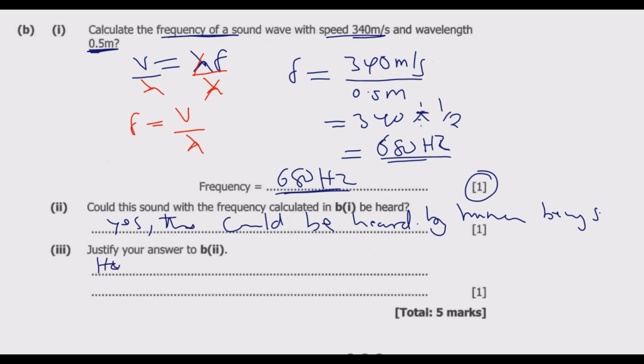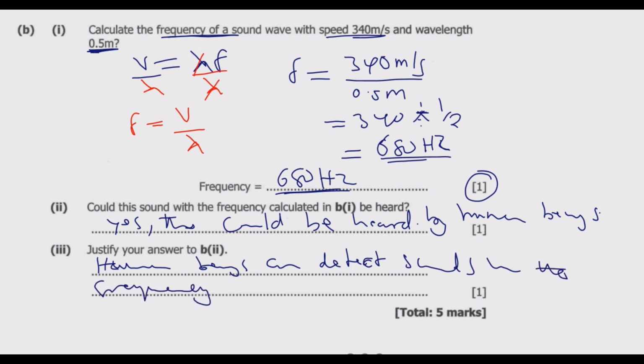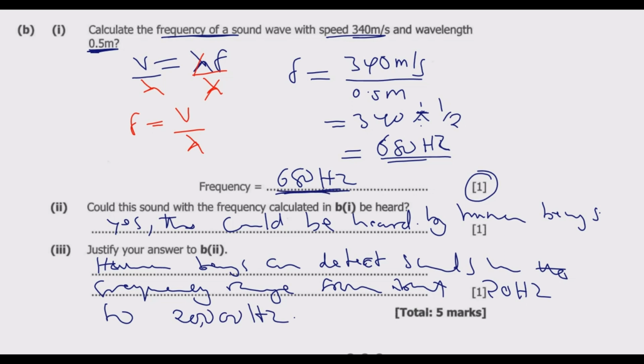Human beings can detect sounds in the frequency range, which we talked about in the earlier section, from about 20 Hz to 20,000 Hz. You notice that this 680 Hz is falling within that range, 20 Hz to 20 kilohertz, which is 20,000. Because it's within this range, it can be heard. If it was outside this range, it cannot be heard. So that's the logic behind it.